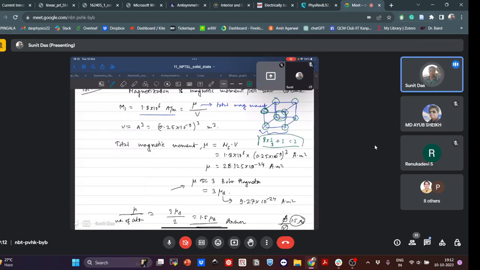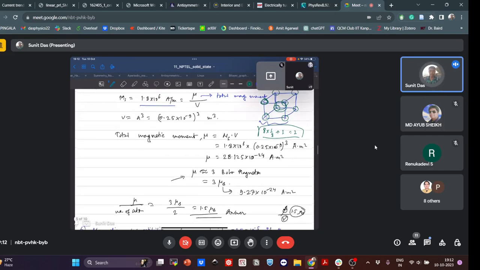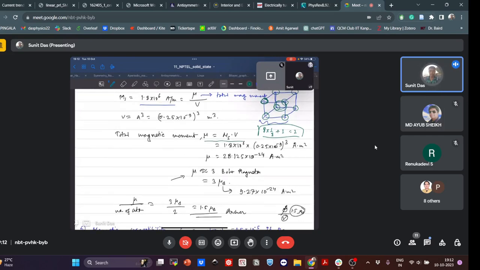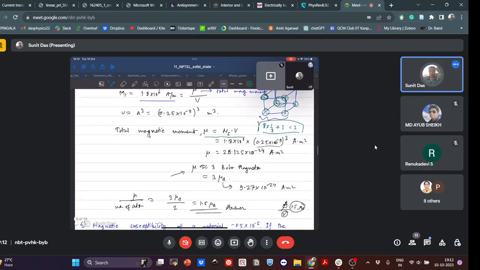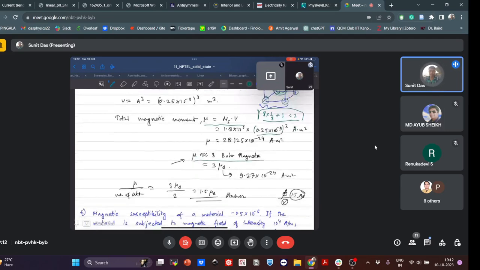So we first find out the total magnetic moment of this unit cell by multiplying by the volume of the unit cell. So we got the total magnetic moment, and this was our total magnetic moment in SI unit. If we divide by the Bohr magneton value mu b, then we got this answer. 3 Bohr magneton is the total magnetic moment per unit cell volume.